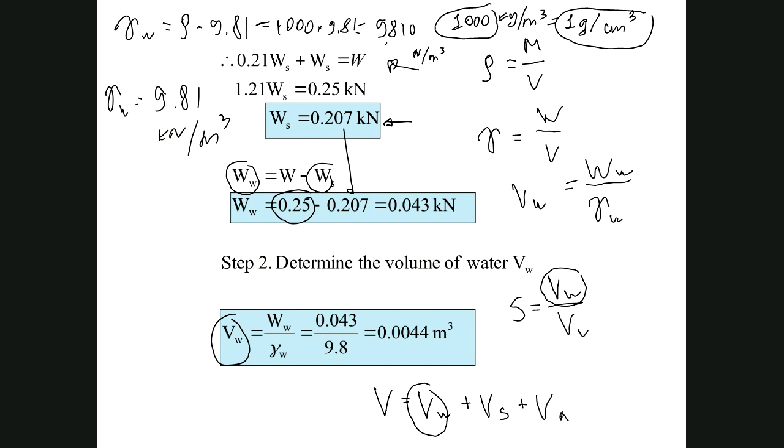So this is something that you should remember. This is something that we know and it doesn't change. So 9.81 kilonewtons per cubic meters. That's why we have 1 here, 9.81. And this is going to give us the volume of water. Here, here.